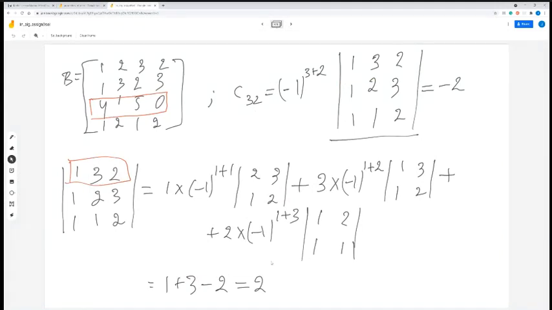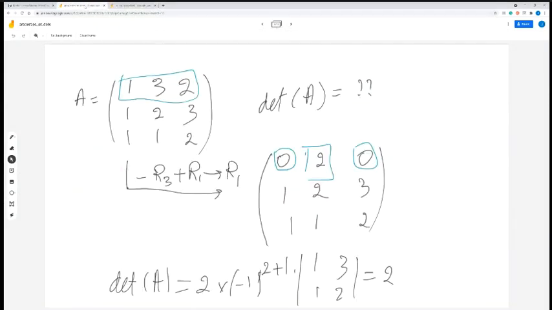But look what we did, a lot of calculations. Now we did it all in one line. We just transformed the matrix, manipulated the rows, so that now we can easily calculate the determinant. Isn't this nice?